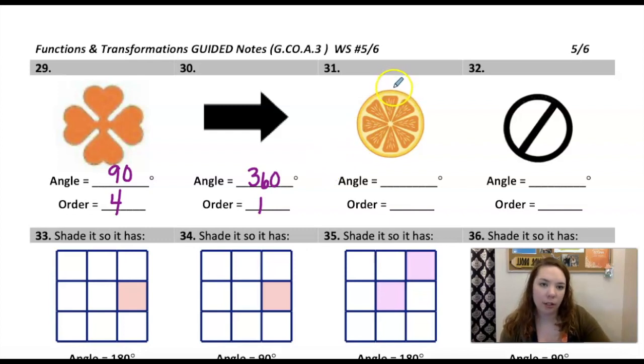Our orange here, let's count how many segments we have. We have 1, 2, 3, 4, 5, 6, 7, 8, and I think it's going to match up at each segment. So this would be an order of 8, which makes it 45 degrees. And then here, I think this would match up halfway around if you turned it 180 degrees. So an order of 2.